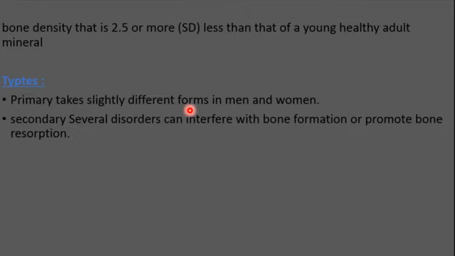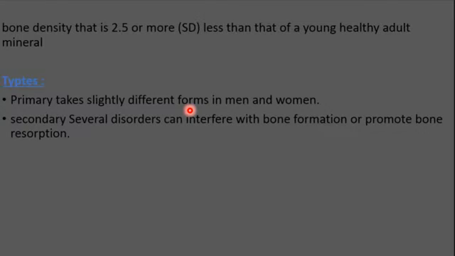If you say there is osteoporosis by X-ray, it just depends on the radiologist who reads the X-ray. But when you definitely say it's osteoporosis, you need bone densitometry. So the bone density that is 2.5 or more standard deviations less than that of a young, healthy adult mineral density is called osteoporosis.